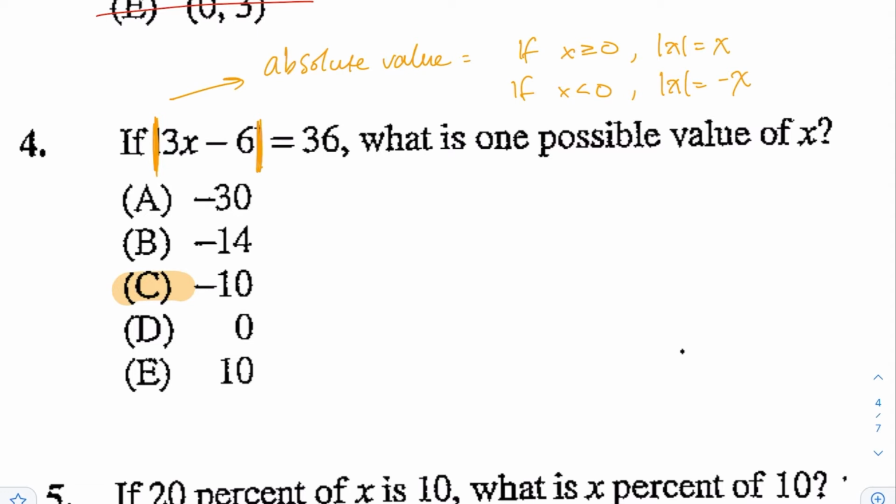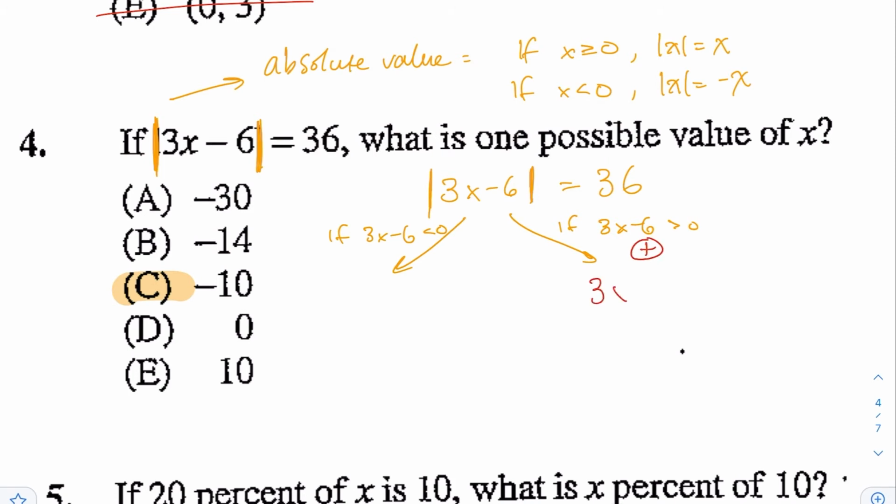So here, 3x minus 6 inside an absolute value could mean 2 different possibilities. If 3x minus 6 is positive, and if 3x minus 6 is negative. So the positive one is easy, because the absolute value just goes away. So 3x minus 6 is equal to 36. You can add 6 to both sides. You get that 3x is equal to 42. And if you divide by 3, you get that x is equal to 14. Not negative 14, positive 14. So I don't see that here.